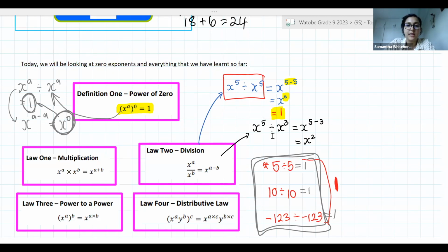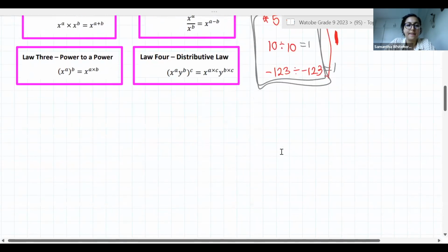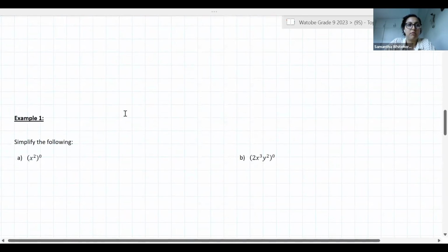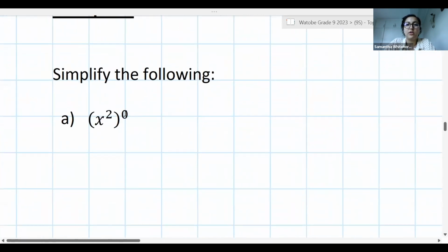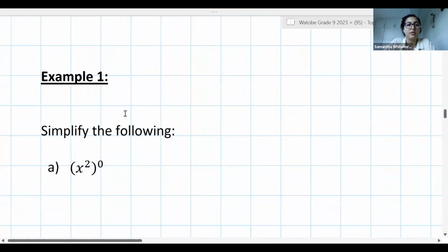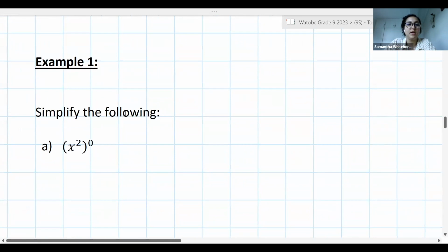Okay, I hope that makes a bit more sense. I'm hoping we've all got our screenshots. We're going to have a look at some examples now and put this into practice. Alrighty. So let's have a look to start off with at Example 1.